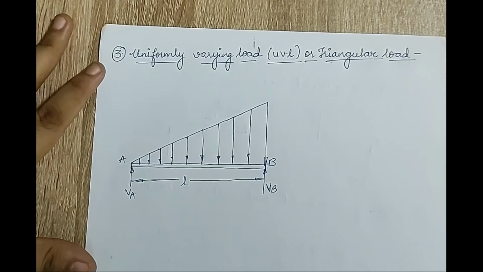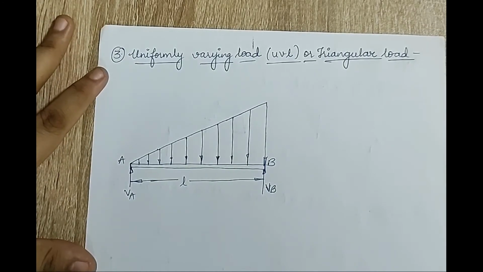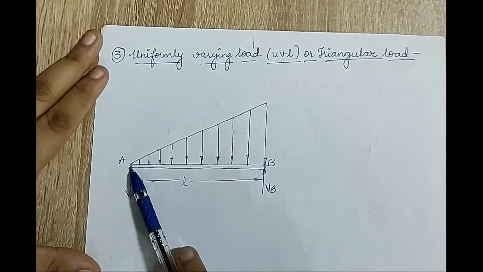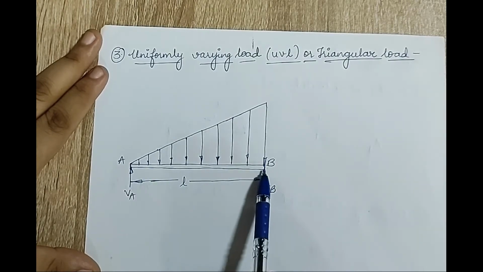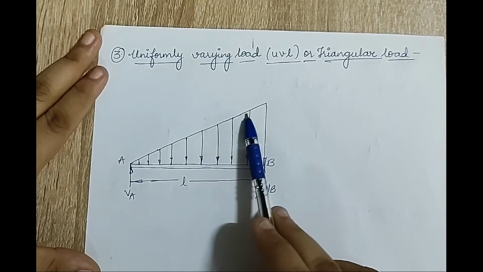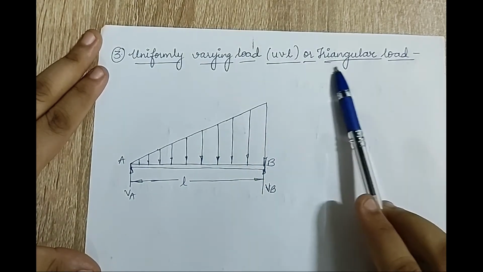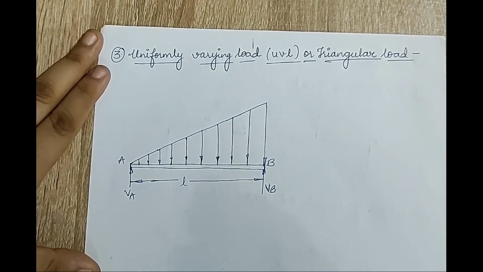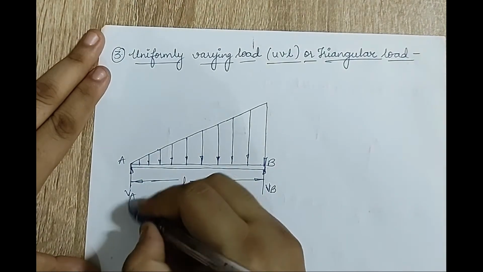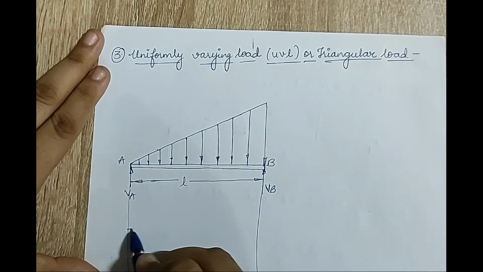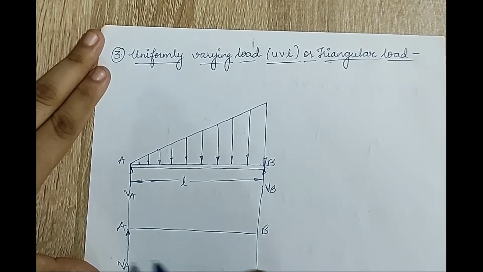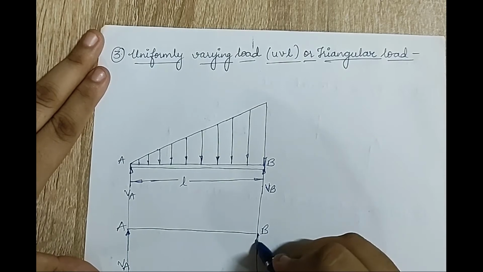Next I'll go to uniformly varying load, UVL, or it is called a triangular load. It is called uniformly varying load because you can see this is the beam AB. Over the beam AB, when I walk from A to B, I can continuously see that the load is of increasing type. Here it is also called triangular load because it resembles the shape of a triangle. So if I have to draw its equivalent FBD, I'll first project the points. I'll draw AB. At A there is a reaction VA, and at B there is a reaction VB.